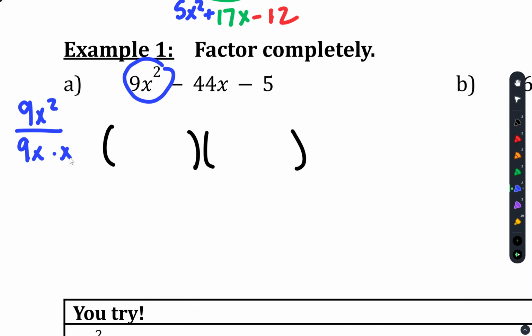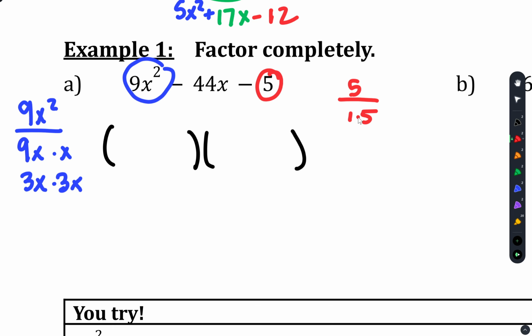That would be adding. What can I multiply together? 3x and 3x. Okay, so now our first term has options that we have to choose from. Let's think about our last term. Does our last term have many options? Just has 1 and 5.